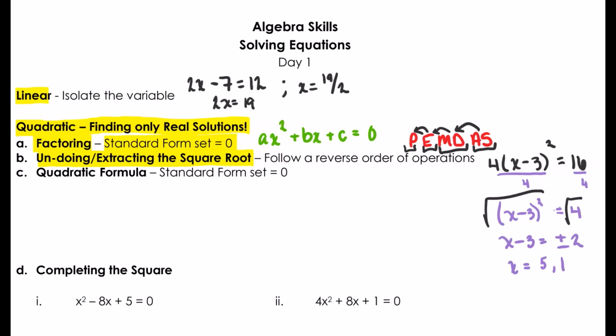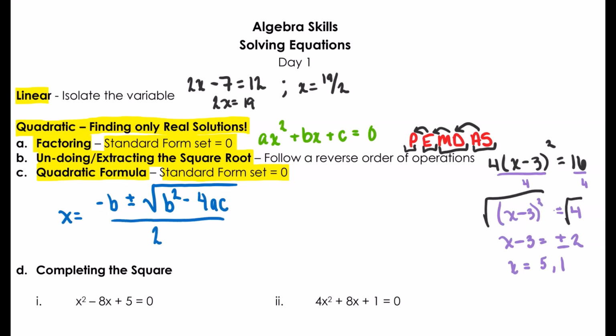And then the last technique, of course, is the quadratic formula. When you use the quadratic formula, you need to make sure, again, that the equation is set into standard form before you pick off the values for a, b, and c. And remember, our quadratic formula is x is equal to negative b plus or minus the square root of b squared minus 4a times c, all over 2a.